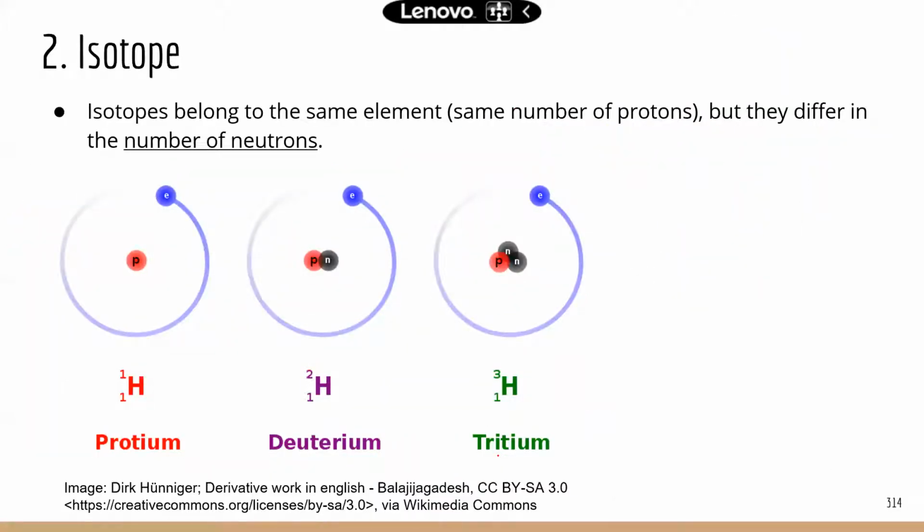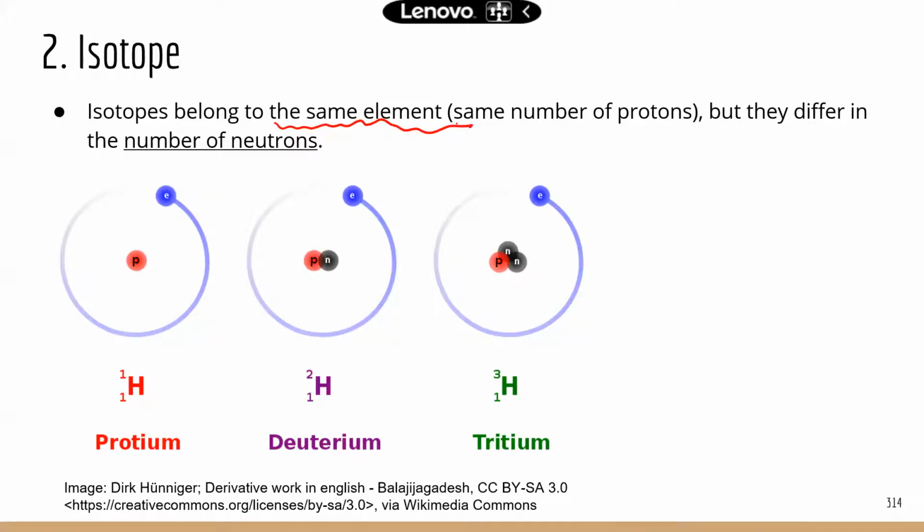All right, now let's look at isotopes. Isotopes actually have a lot of applications, not just in biology, but also in other disciplines, physics, chemistry, paleontology. Okay. So isotopes are actually the same element.